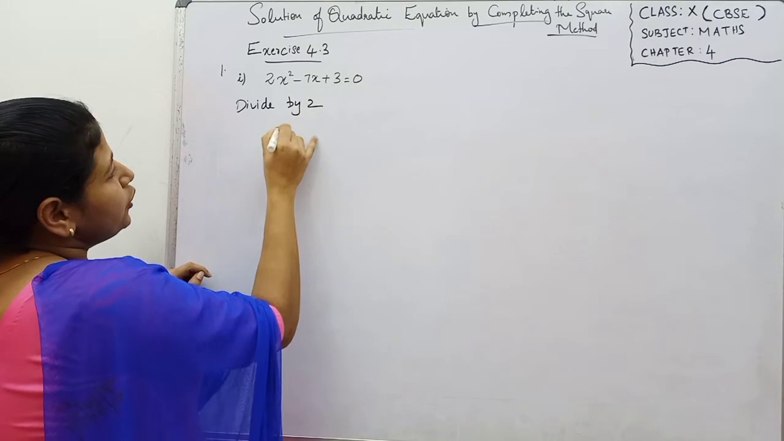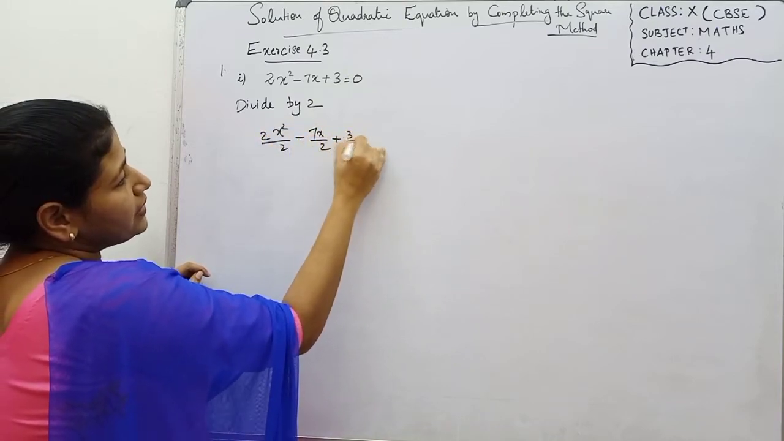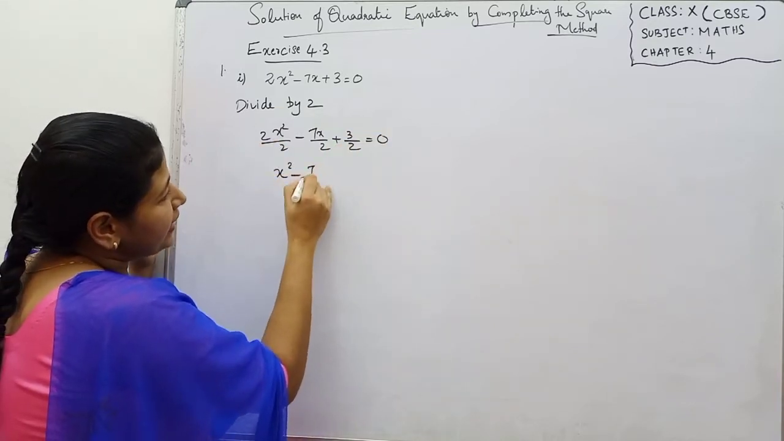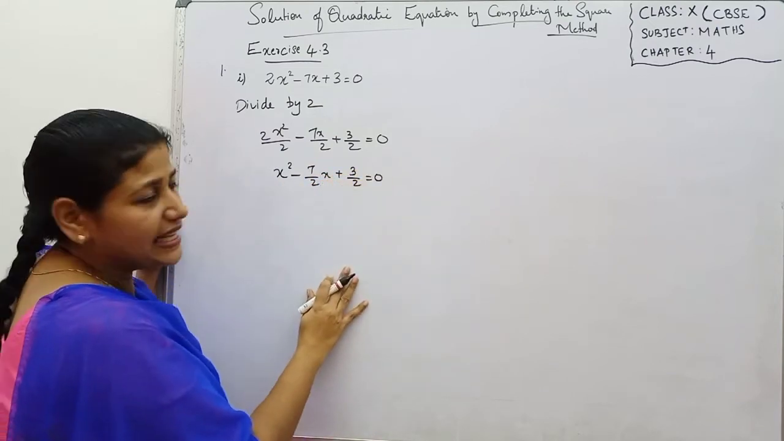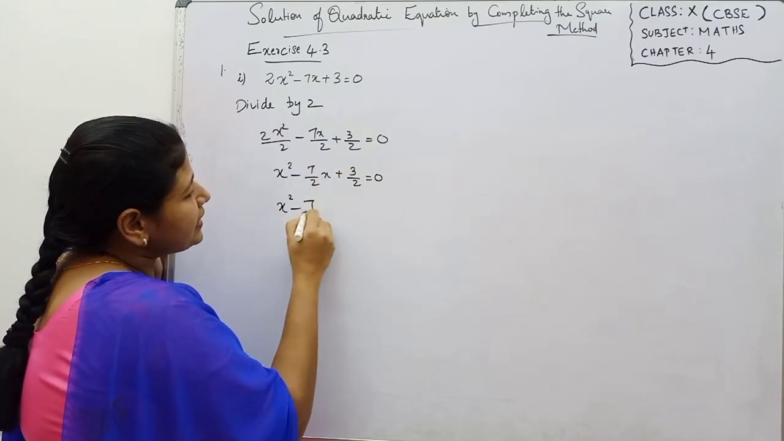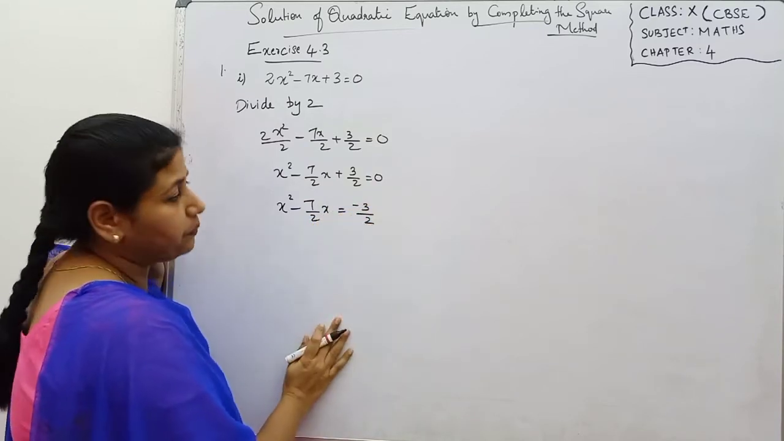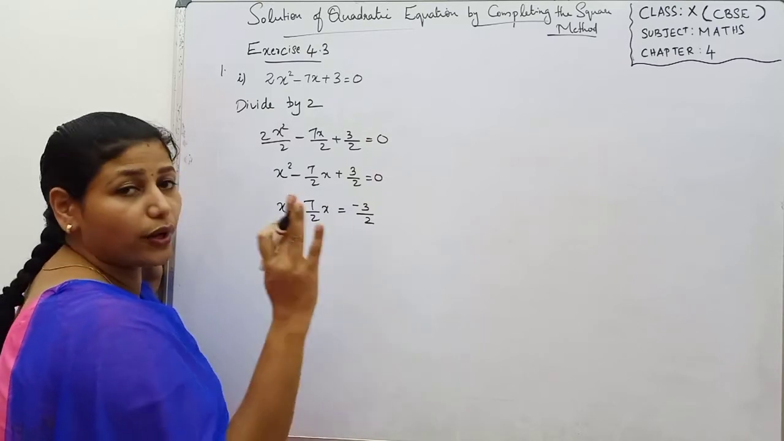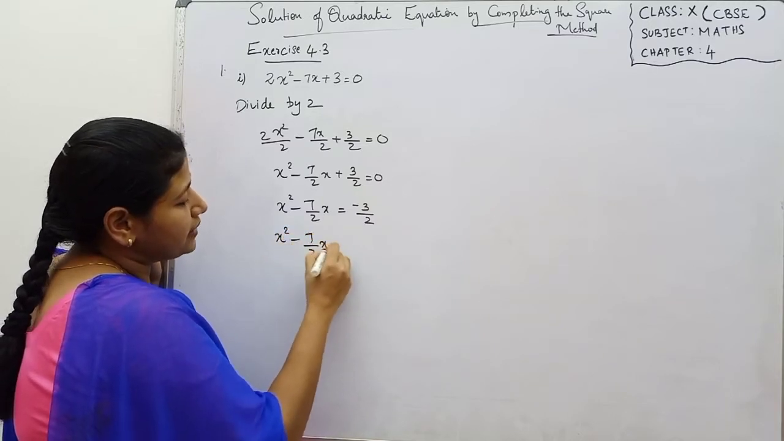Then you will get 2x square by 2 minus 7x by 2 plus 3 by 2 equal to 0. Okay, you will get x square minus 7 by 2x plus 3 by 2 equal to 0. We have already studied that we have to take this constant to that side. Then you will get x square minus 7 by 2x equal to negative 3 by 2. Okay. Now what you want to do? The next step is you have to add the square of half of b.